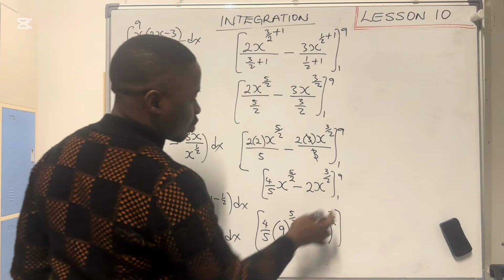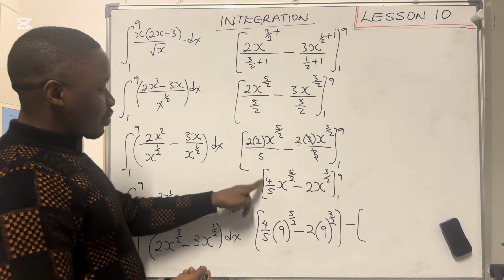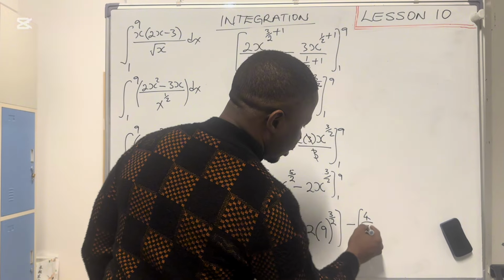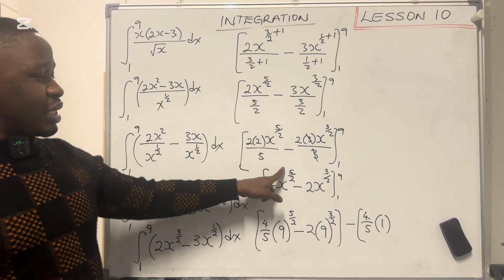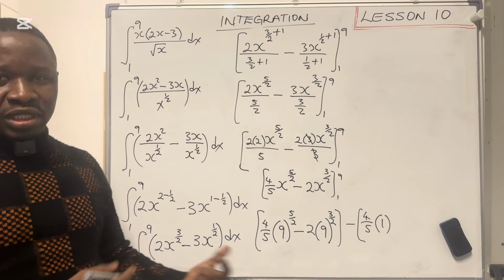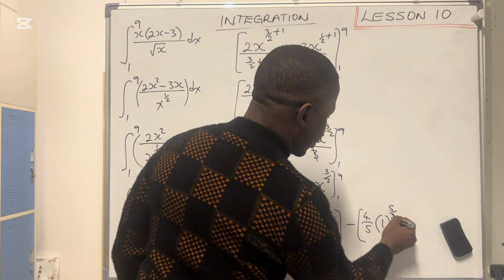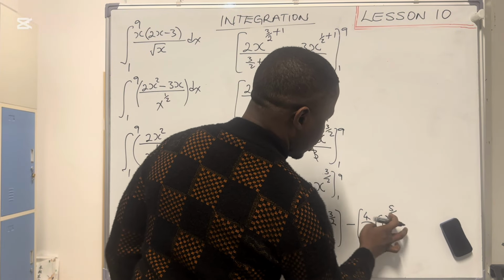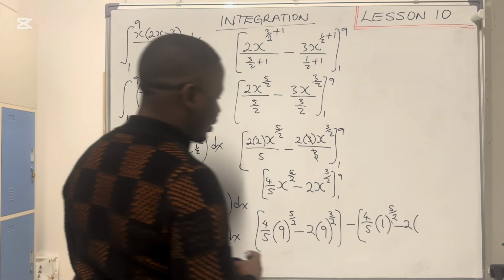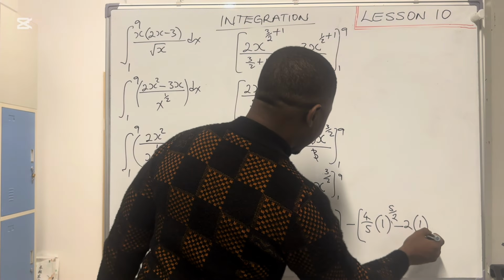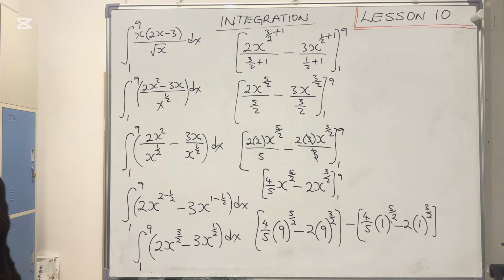What is next is to substitute 1. But we have to say minus first and start all over again. 4 over 5 multiplied by what is x? 1. If I were you, I will not write this one again because 1 raised to any value is 1. 5 over 2. Alright. Minus 2 multiplied by x, which is 1, 3 upon 2. I hope it is clear now.